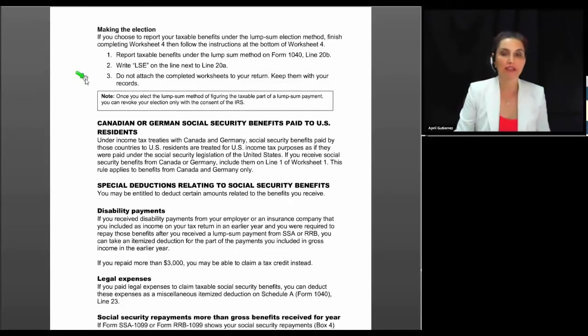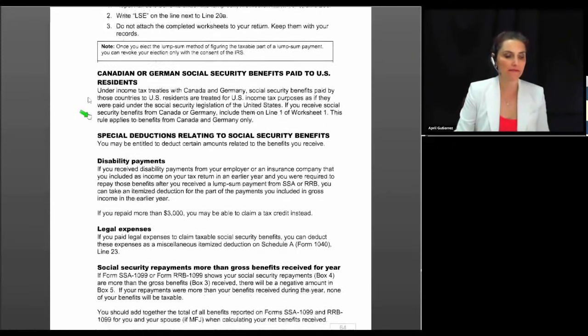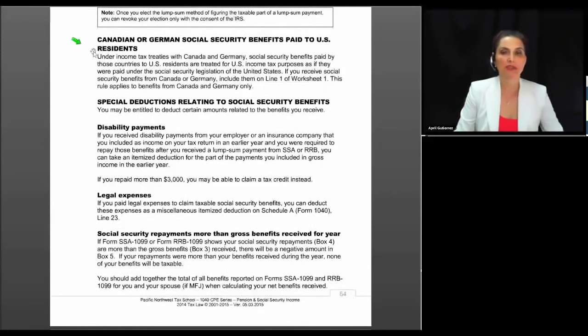Do not attach the completed Worksheets 2, 1, and 4 to your tax return. Keep them with your records. Now, once you elect the lump sum method, you can only revoke that election with the consent of the IRS. Some extra notes in here about special Social Security facts you should know.